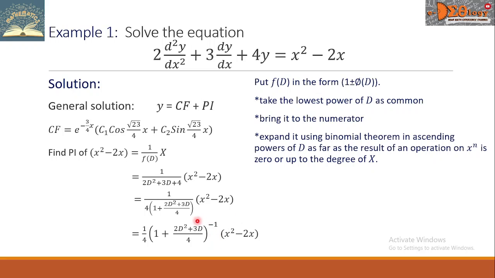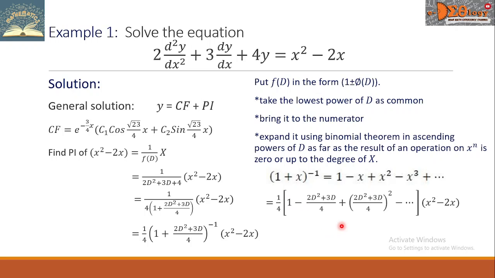Next thing to do, we're going to expand the expression using the binomial theorem. Take note that this expression here is of this form. So by expanding now, it becomes like this. Take note that we stop up to the second power here, because the right-hand side here is of degree 2 only. And then let us simplify further the expression.